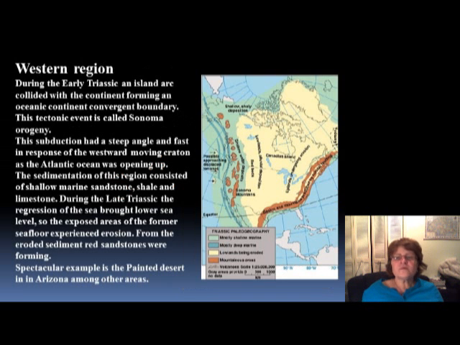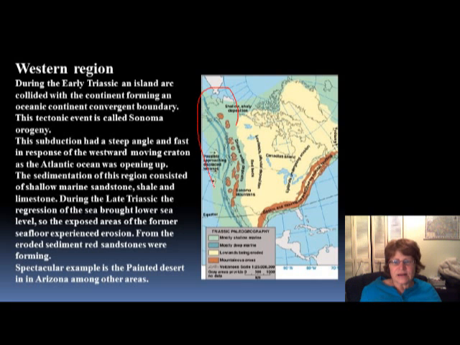And now let's move to the western region. During the early Triassic, this region, because the Atlantic on the other side had started to open up, North America was pushed to the west, and the western margin became an oceanic plate boundary. As time went on, the island arc, or oceanic arc, collided into North America, so North America gained a lot of land area in the west.